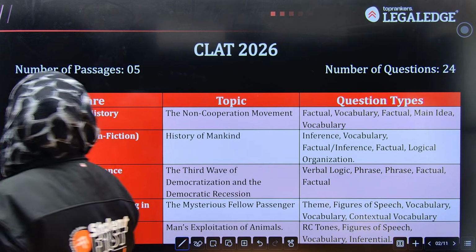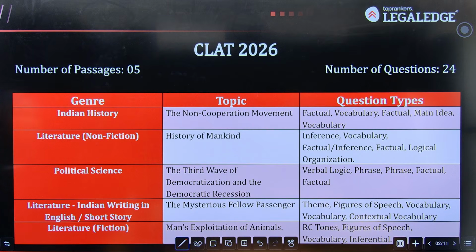Now let's go ahead with the detailed analysis. The first one was around Indian history. The topic was the non-cooperation movement. The questions which we got there were fact-based questions. That means there were 2 factual questions, 2 vocabulary-based questions, and one big picture question, that is the main idea of the passage. The second passage was around non-fiction, as I mentioned, Sapiens. The topic was the history of mankind. The question types were inference, vocabulary, factual, again inference, factual, then logical organization.